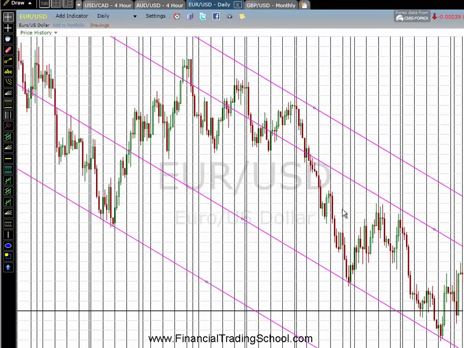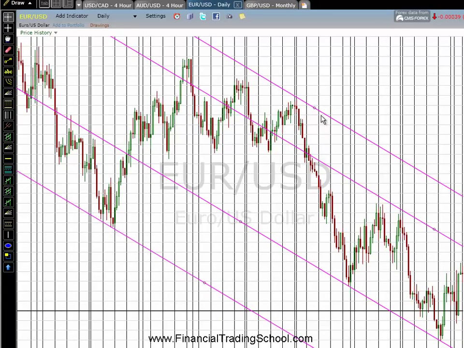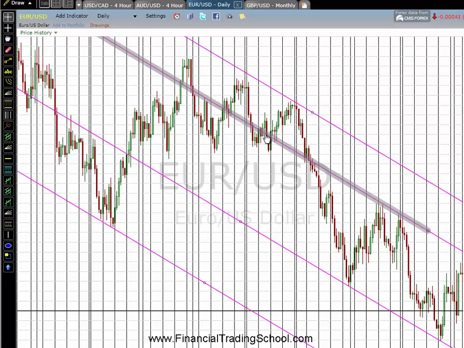Daily, is there anything to adjust? We could adjust this one so that it's more accurate like that. This one, let's just move it down like that. This one, move it down slightly like that. And this one should be like that.